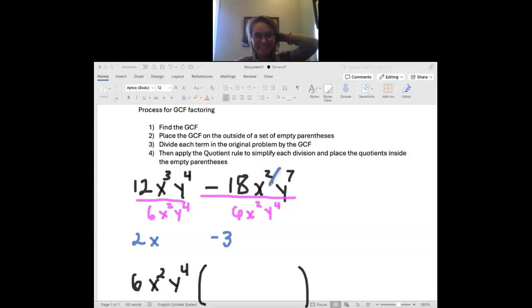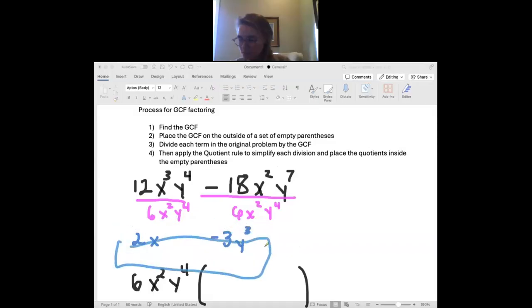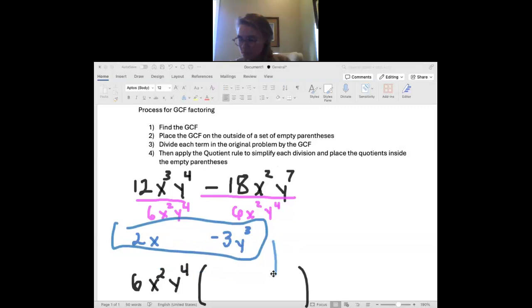What about the y to the 7th over y to the 4th? Subtract it. It becomes y to the 7 minus 4. So you do the subtraction of 7 minus 4, and that gives you the exponent of 3. Exactly. Then you take these things right here and plop it into the empty parentheses.